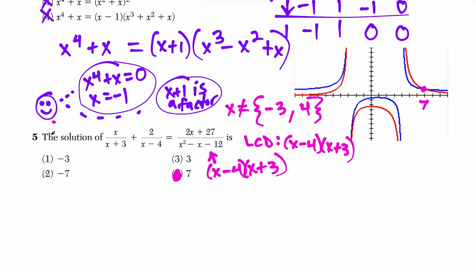So now let's multiply. We're going to multiply everything by x minus 4 times x plus 3. And one way to communicate this is I could put the entire equation like this in parentheses.